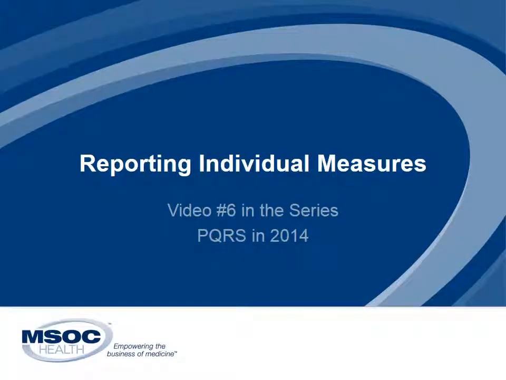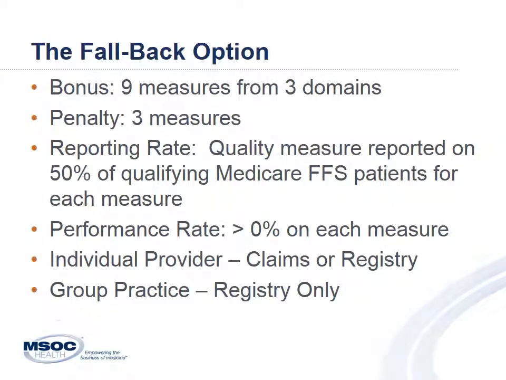As a general rule, reporting quality measures directly from your EHR or through a measure group should be considered first. If these easier approaches are not available or applicable, you will need to report individual measures. To earn the PQRS bonus payment for 2014, you must report 9 individual measures.